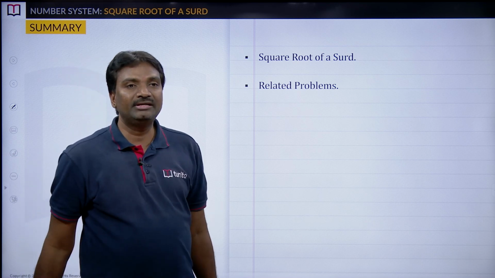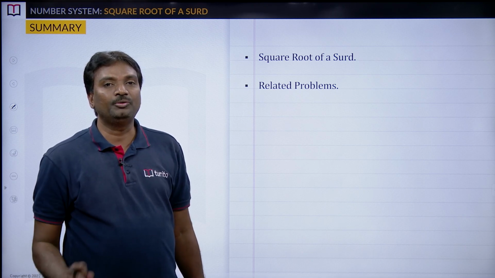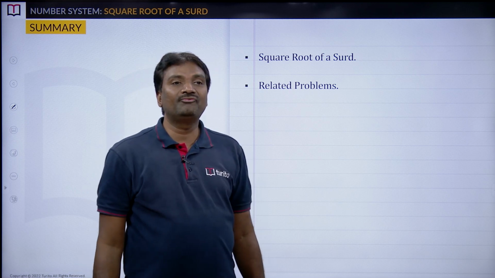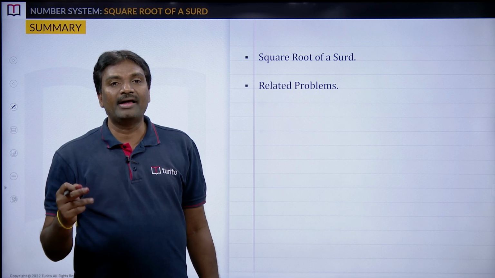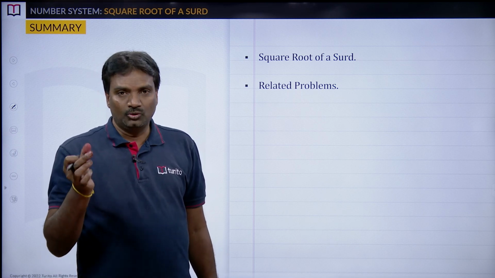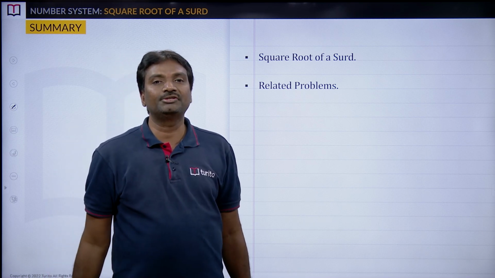If the given expression is of the form a plus root b, then you can take the square root of a plus root b equal to root x plus root y. If the given surd is of the form a minus root b, then you can take the square root of a minus root b equal to root x minus root y. So if a plus sign is there, take root x plus root y. If a minus sign is there, take root x minus root y.